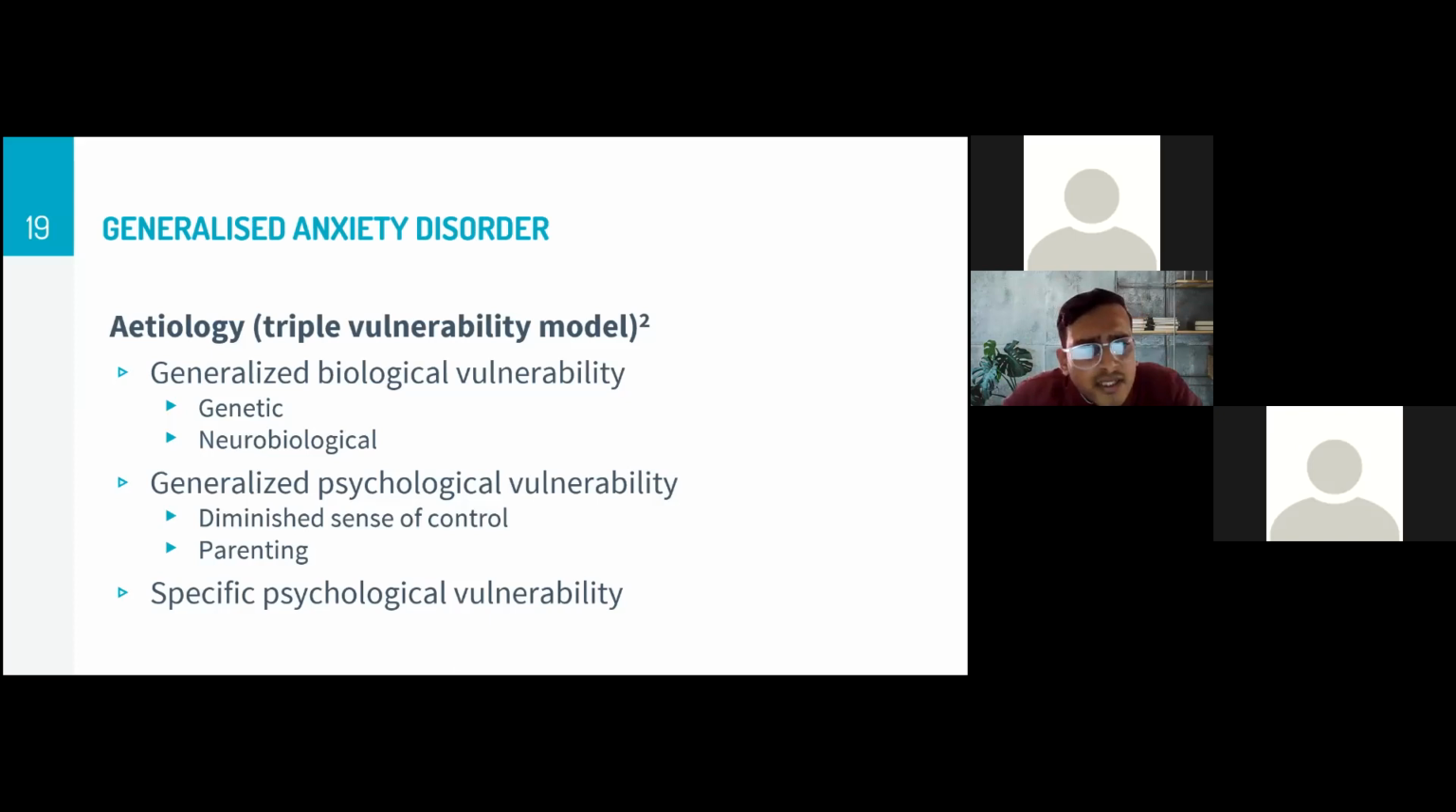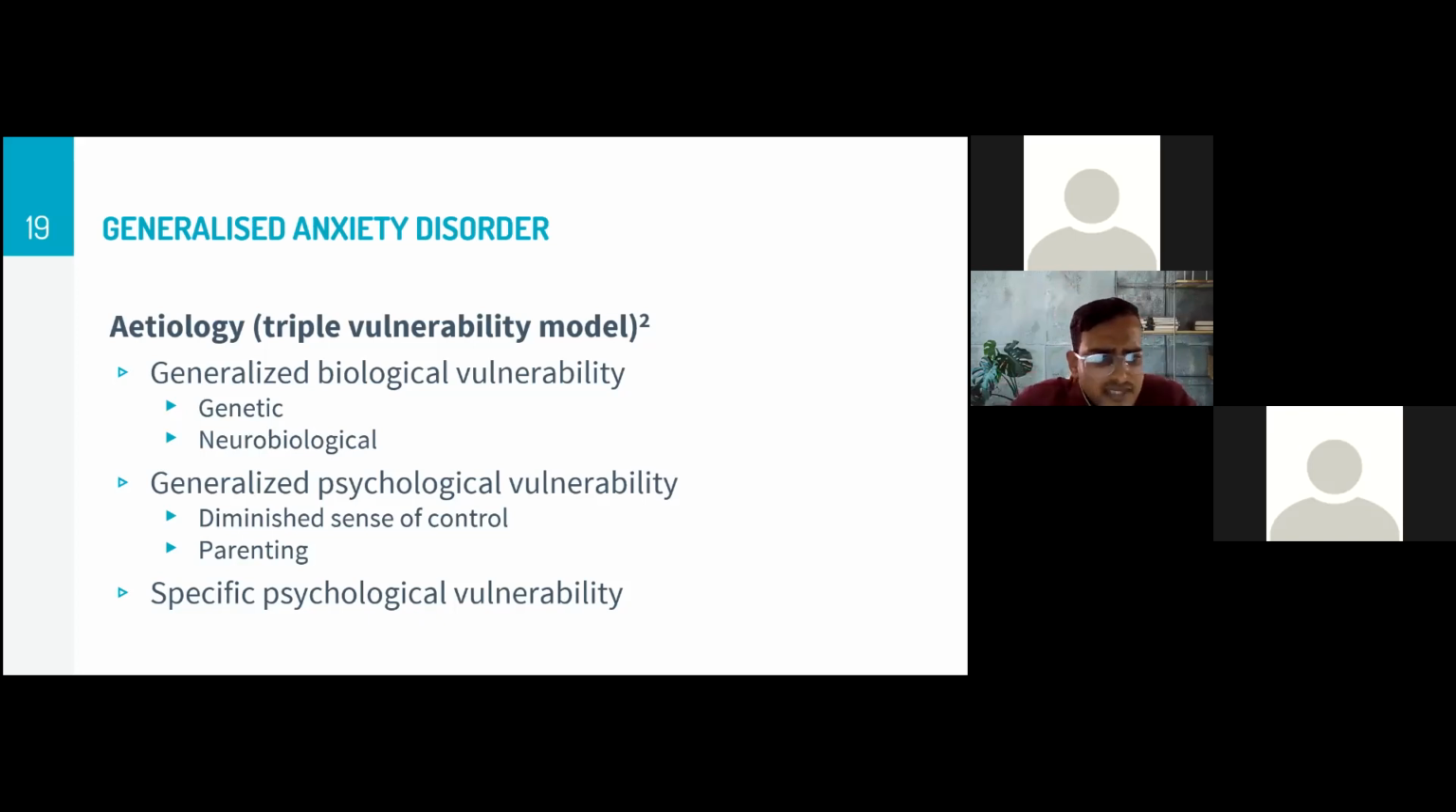So this is the etiology of generalized anxiety disorder. A triple vulnerability model has been given. This is taken from the Oxford Handbook of Psychiatry. First, generalized biological vulnerabilities. This includes genetic predispositions and neurobiological factors like high noradrenaline, low GABA or serotonin, and possible sustained or repeated activation of corticotropin linked to generalized anxiety disorder. Other than that, decreased peripheral benzodiazepine receptors have also been postulated.